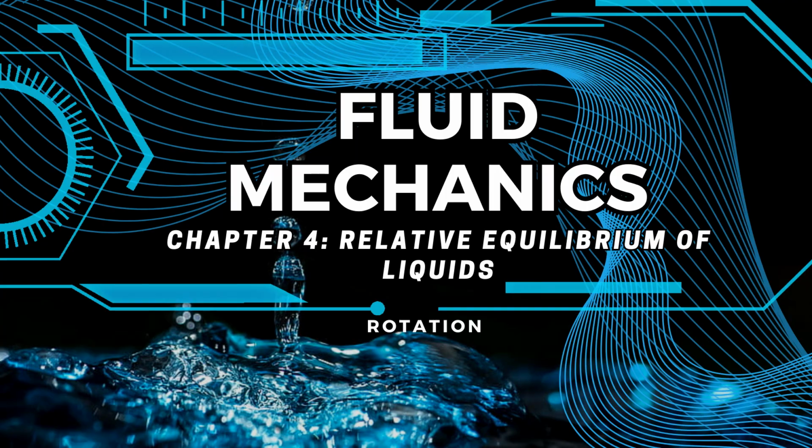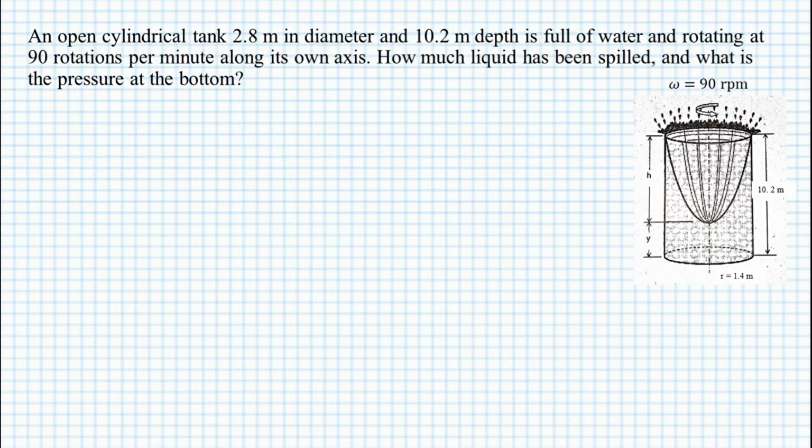Today, we are going to solve a problem: an open cylindrical tank with 2.8 meter diameter and 10.2 meter depth is full of water and rotating at 90 rotations per minute along its own axis. How much liquid has been spilled and what is the pressure at the bottom? We have the given values: diameter equals 2.8 meters, height equals 10.2 meters, with rotation equals 90 RPM.